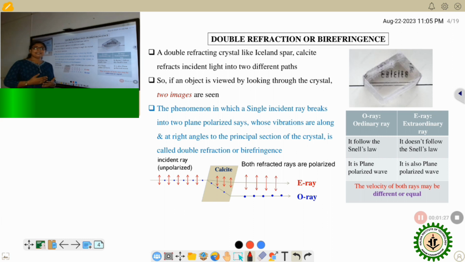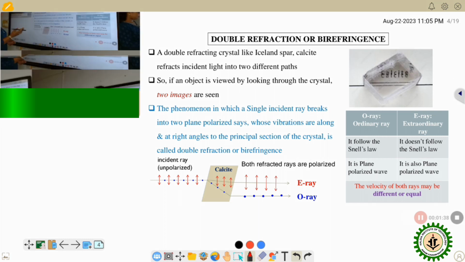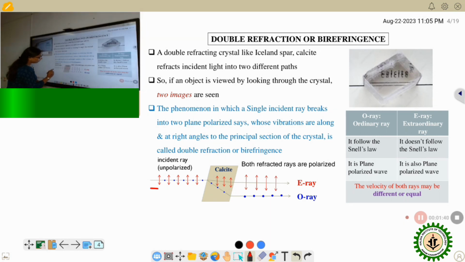You know that in double refraction, the name says it all. We get two refracted beams from one beam. Here you can see that we have an unpolarized incident beam which falls on some crystal, and we are getting two refracted beams. The main important thing here is that the two refracted beams are both plane polarized, but their plane of vibrations are mutually perpendicular to each other.